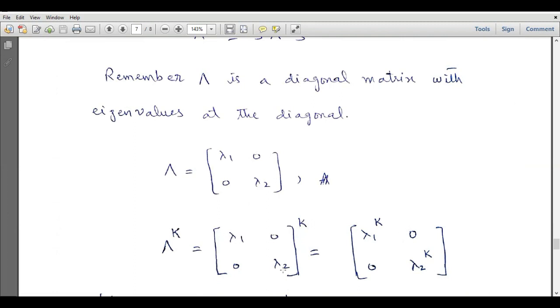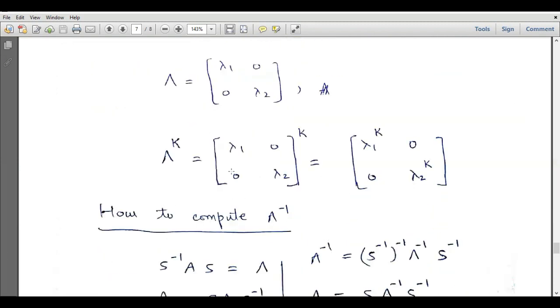So whenever we have a diagonal matrix, any power of that matrix can be evaluated by taking the individual power of the diagonal entry. So that will be equal to lambda 1 raised to power k and lambda 2 raised to power k. All other off diagonal entries will remain equal to 0. So this thing is very simple.